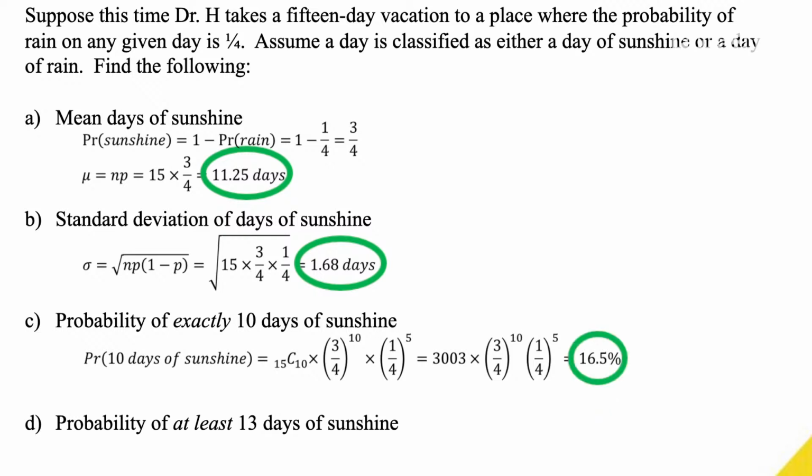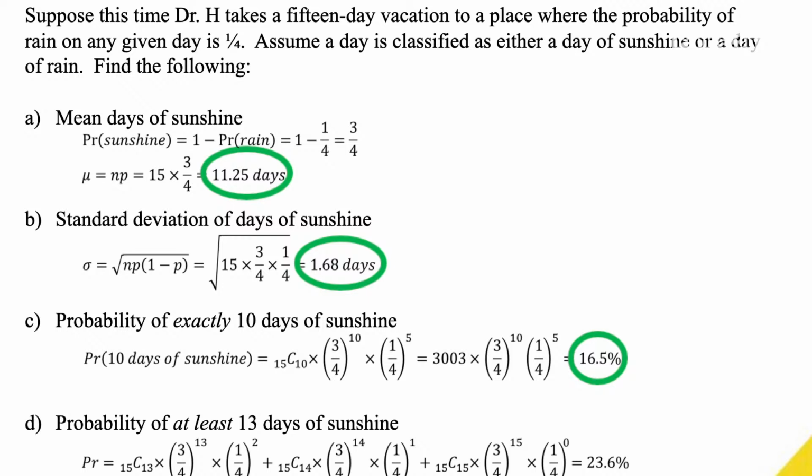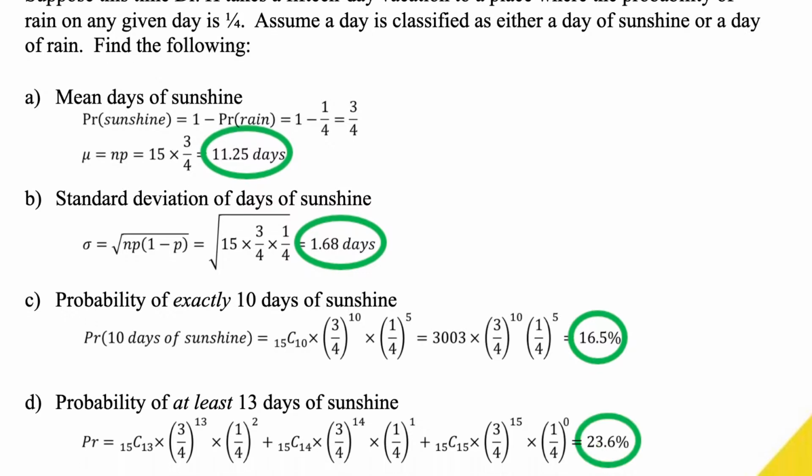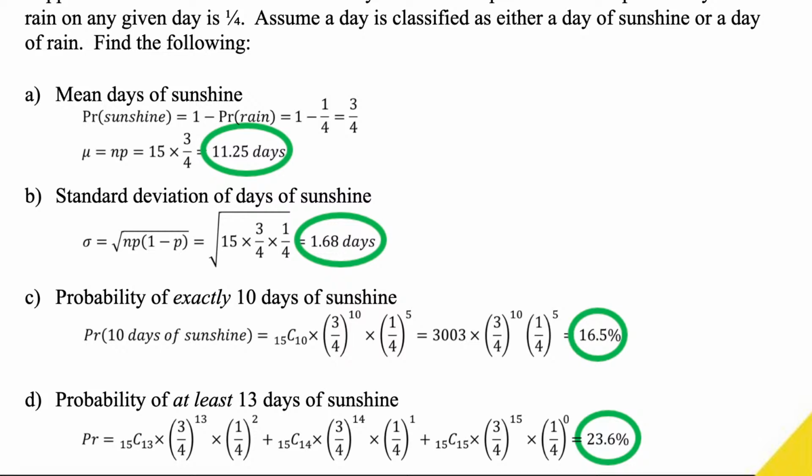When they ask for exactly or at least 13 days of sunshine, what happens then is now you can use the same thing. Here is the calculation for 13 days of sunshine. Here's a calculation for 14 days of sunshine. And this is the calculation for 15 days of sunshine. Still using the binomial model. Okay. Now, if there are more days than that, now we have to completely switch over to the Gaussian model.